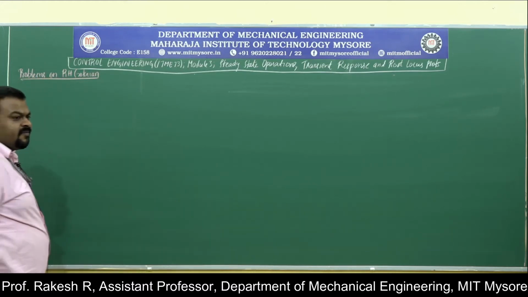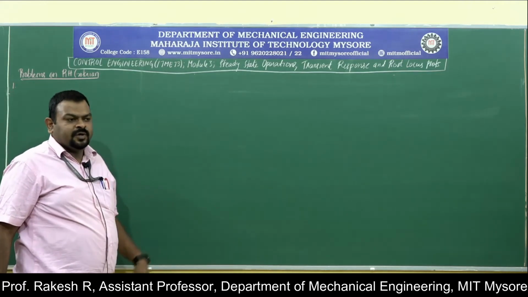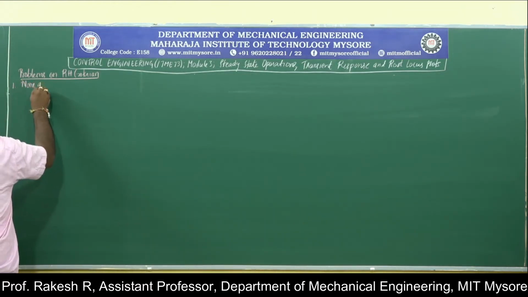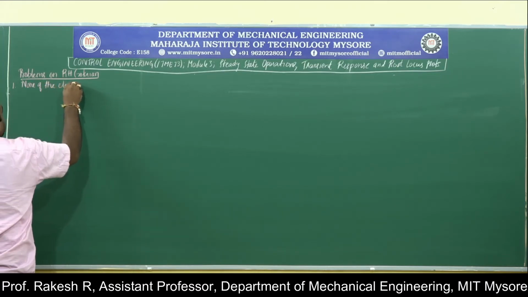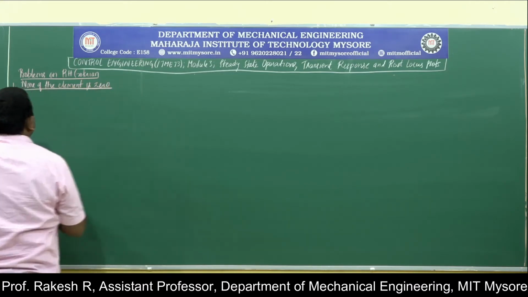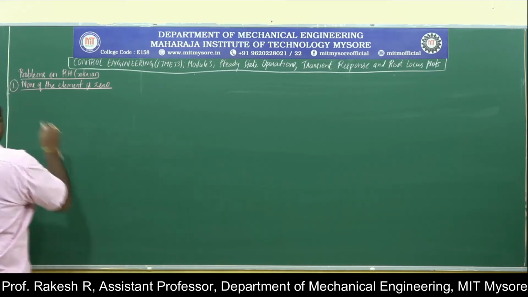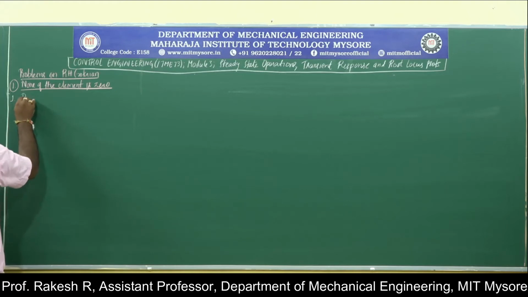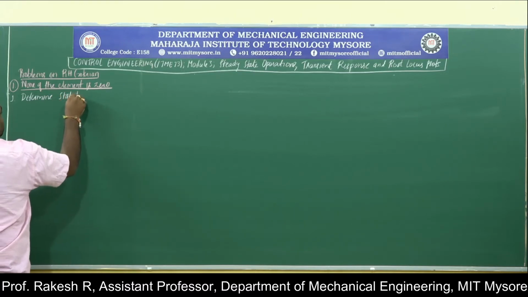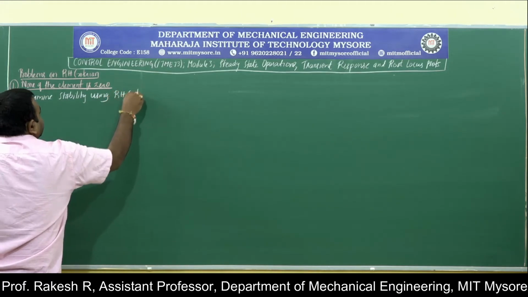So here I will take up the first case. The first case is none of the elements will be 0 in first column. So this is case 1. So first I will take problem number 1. Problem number 1 is determine stability using Routh-Hurwitz criterion.